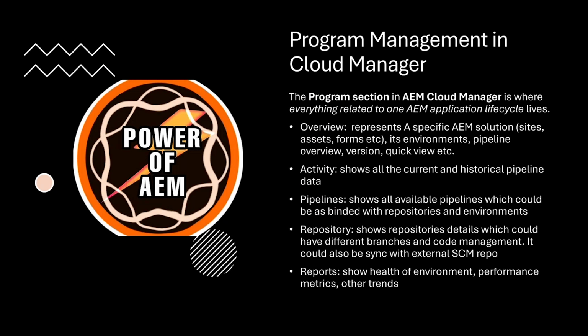Pipeline is another feature where you can check how many pipelines are available for you. Generally, we have 2 to 3 pipelines out of the box, but you can create your own custom pipelines as well, which you can use to deploy your code on any specific environment within a program.